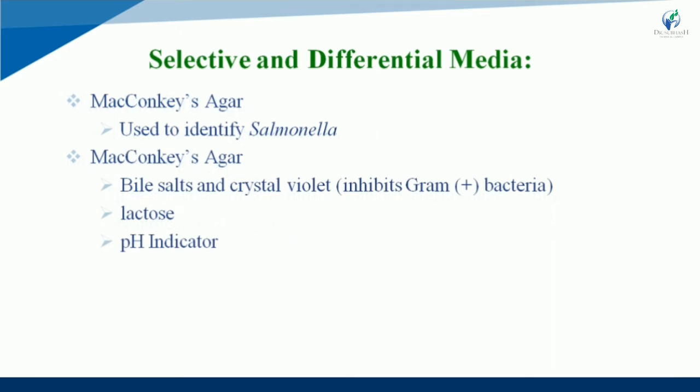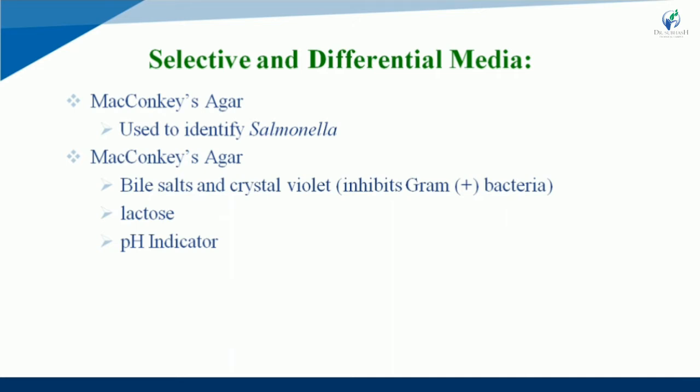Selective and differential media example: MacConkey agar. What is the function of MacConkey agar? MacConkey agar is used to identify Salmonella species. Bile salt and crystal violet inhibit gram-positive bacteria. It contains lactose and also contains a pH indicator.